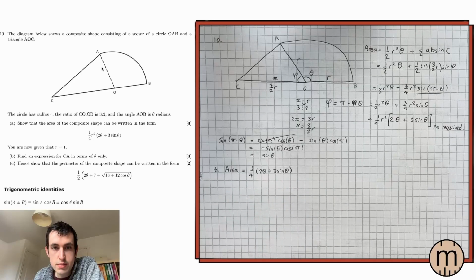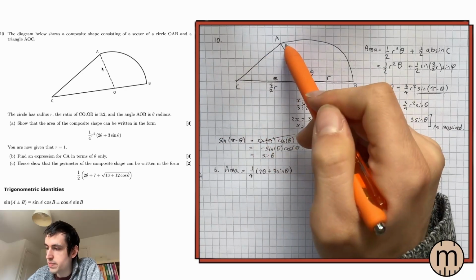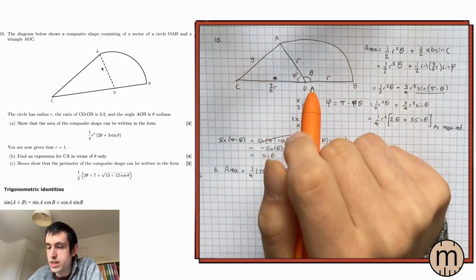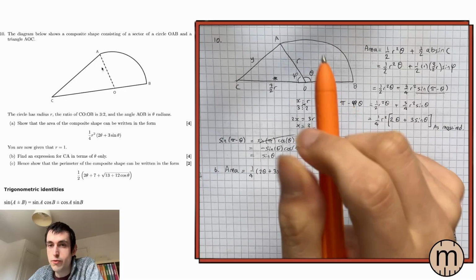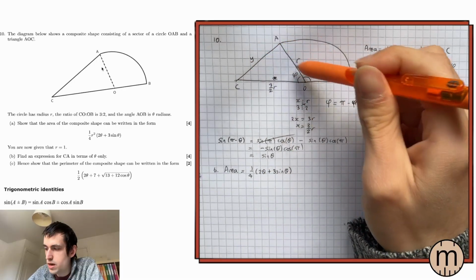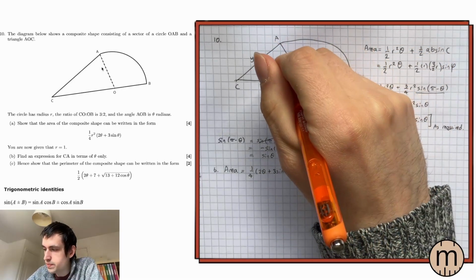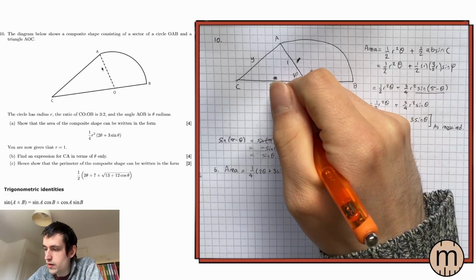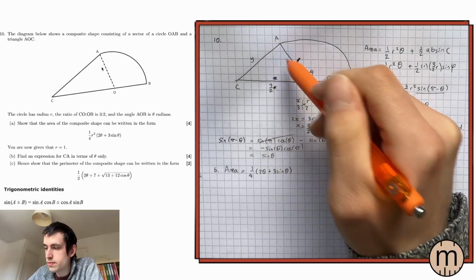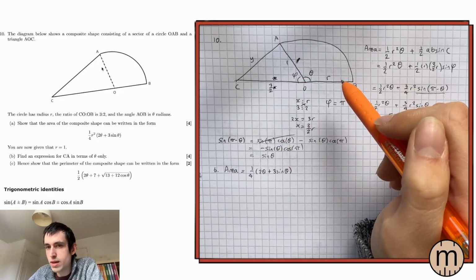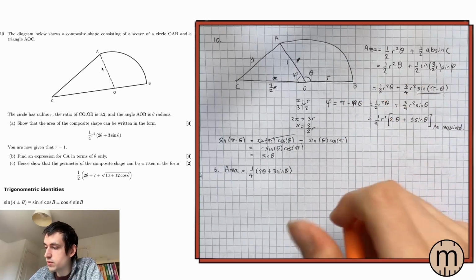We're trying to find an expression for CA in terms of theta only. So that is this one up here. We could potentially call that y. If we call that y, and we know what r is now, it's equal to 1. What rule does that make you think of? It makes me think of the cosine rule.